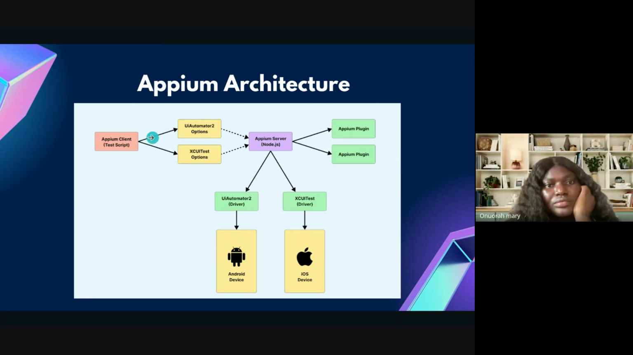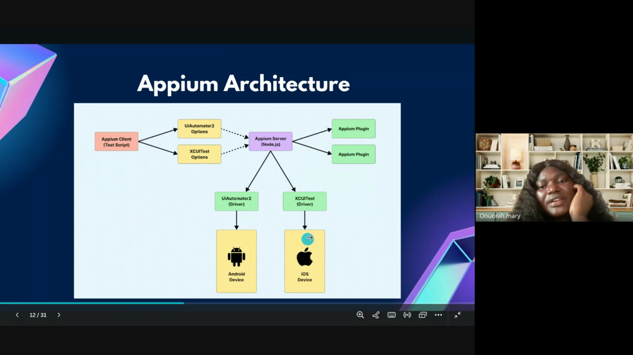I have a diagram to portray what I just said. That's the architecture. Your client, which is the Appium client, that's your test script, and then your Appium server, which basically runs on Node.js, and then your devices, real devices or your app, be it Android or iOS. And it basically uses drivers: UIAutomator is for Android devices, and XCUITest is for iOS.